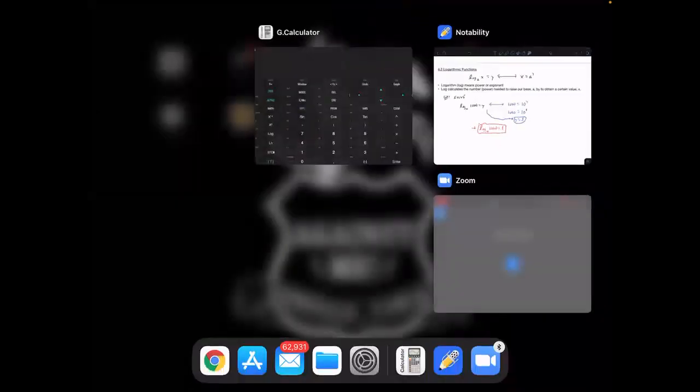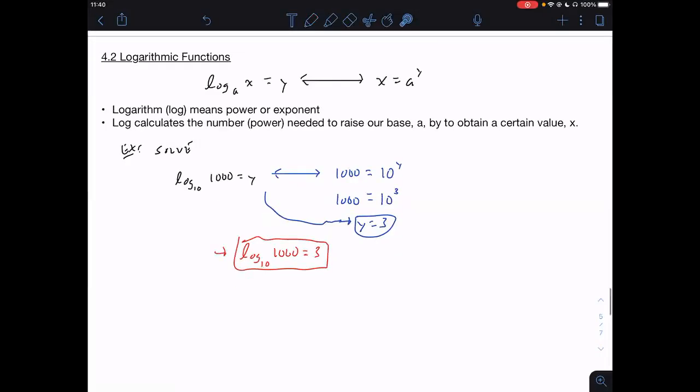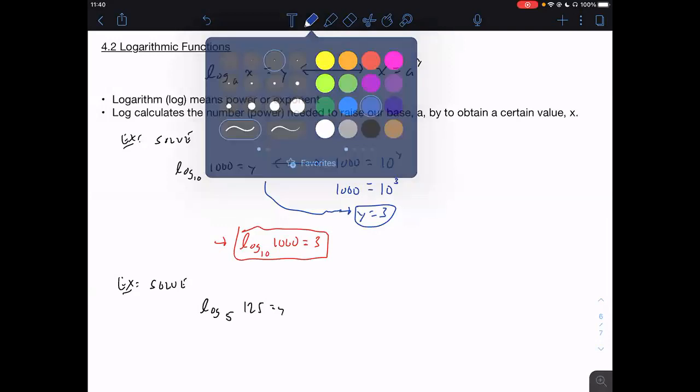All right, keep checking Zoom so it doesn't freeze on me. Let's do another problem here. Suppose we want to solve for this next example, say log base 5 of 125 equals y. Once again, we write this as an exponential expression to help us solve for y.